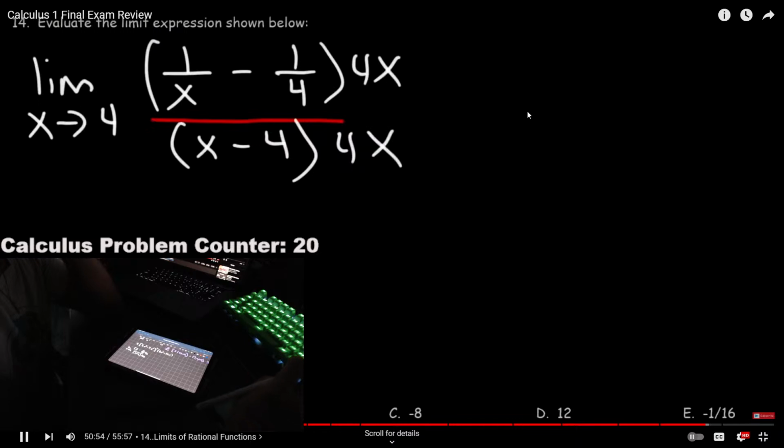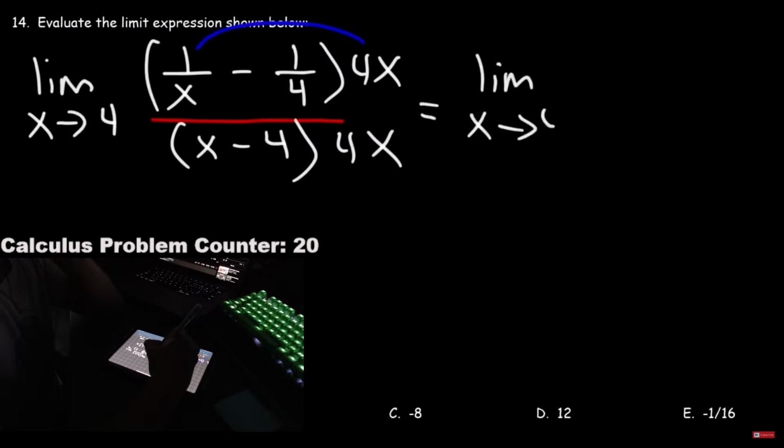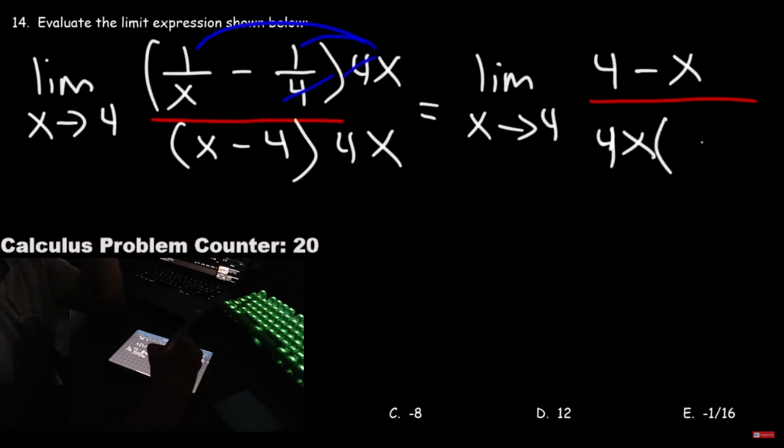Now, let's distribute the 4x. So 4x times 1 over x. The x variables will cancel, and so we're just going to get 4 on top. Now, 4x times 1 over 4, the 4's will cancel, and so we're just going to get negative x on top. And on the bottom, don't distribute, just rewrite it as 4x times x minus 4.